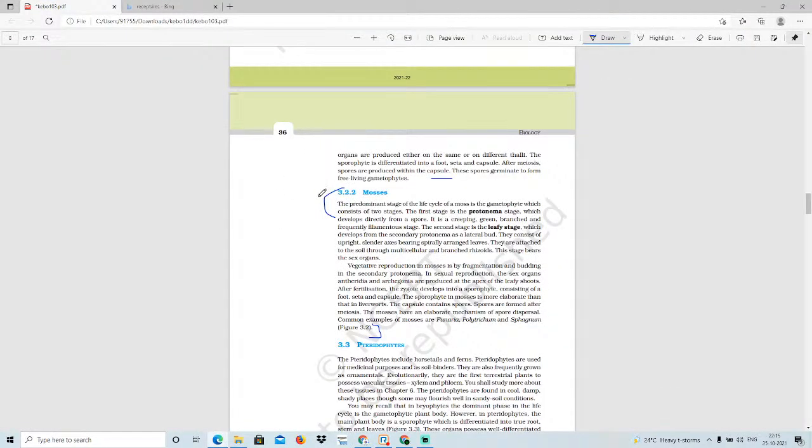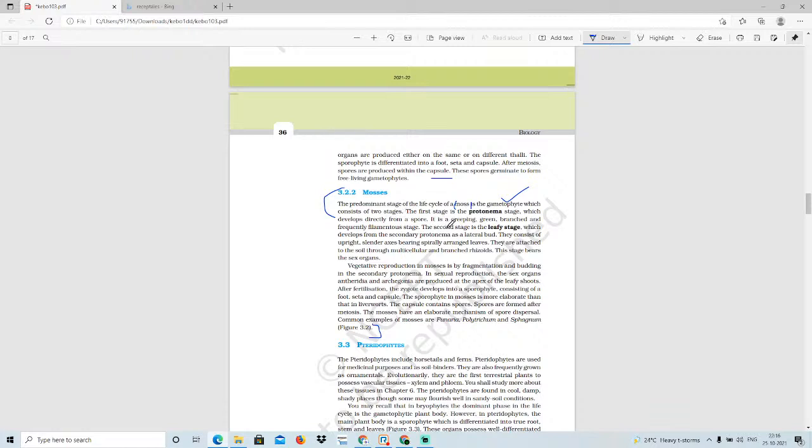Okay. So in mosses, this paragraph is kind of confusing, so I will use some external images to explain this process too. The predominant stage of the life cycle of a moss is gametophyte, which consists of two stages. Predominant means mostly, so mostly in a moss, it is in the gametophyte stage. This gametophyte stage means the stage which produces gametes, male and female gametes. Right? It's simple.